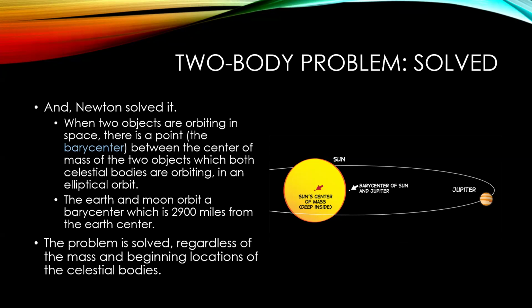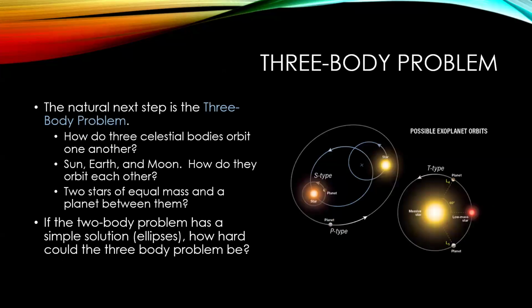The problem, of course, is that there are more than two celestial bodies in the universe. And so let's just bring it up one small step. Three bodies, three-body problem. How do three celestial bodies orbit one another? If you have the sun, the earth, and the moon, how do they orbit? If you have two stars of equal mass and a planet between them, what's going to happen? If the two-body problem has a simple solution, just ellipses, how hard could the three-body problem really be?